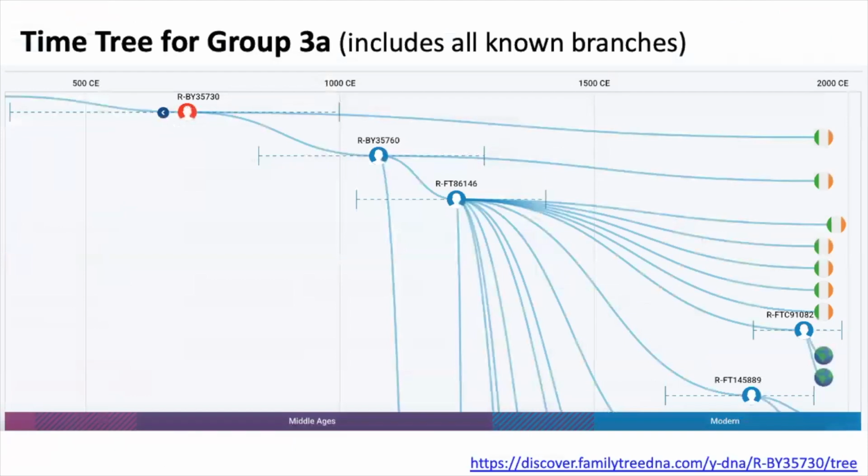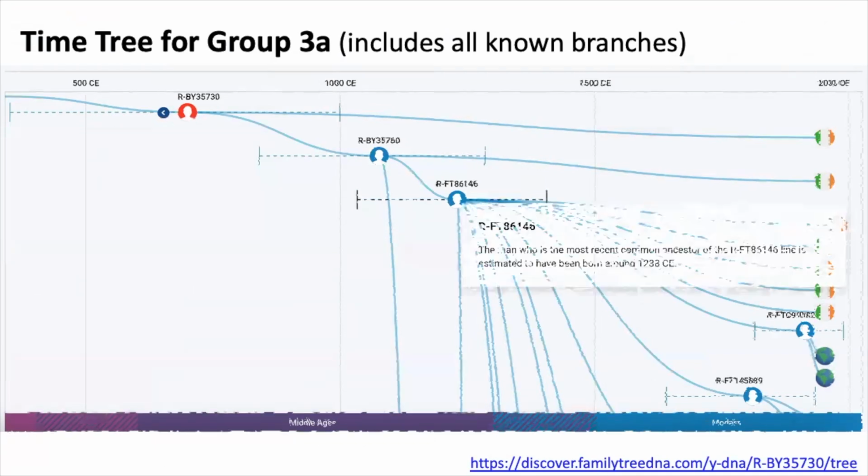So this is the time tree for group 3A. Now the time tree is just one of their versions of the tree of mankind. There's various versions. The group time tree is another one. But the time tree includes all known branches of the tree of mankind, of people who've done the big Y test. It doesn't include people who haven't done the big Y test.